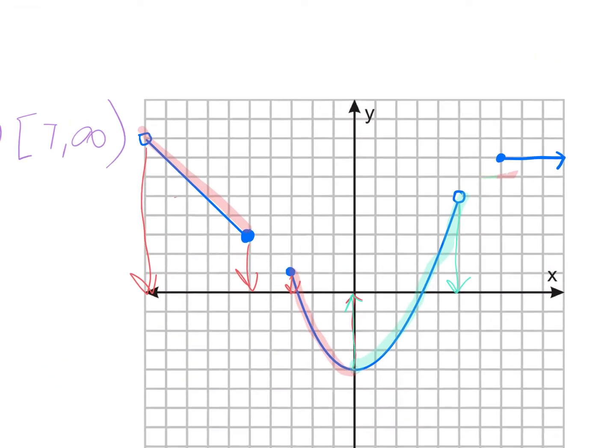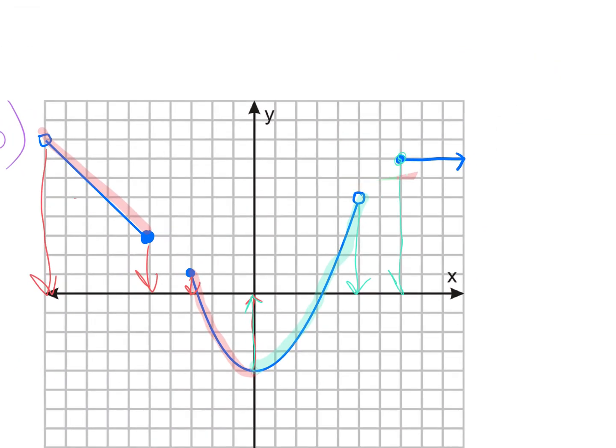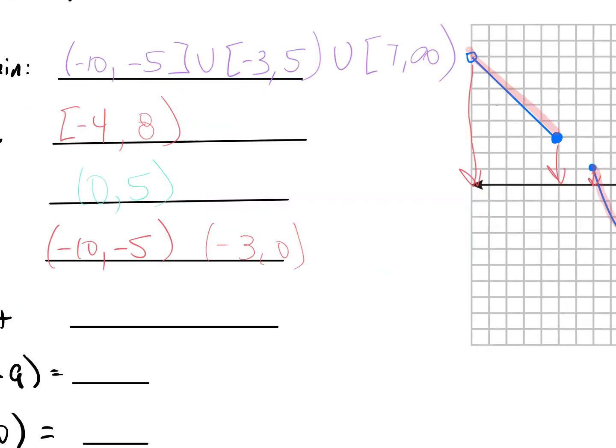And then what happens from here to there? It stays constant. From where to where? From 7 to infinity. Good.